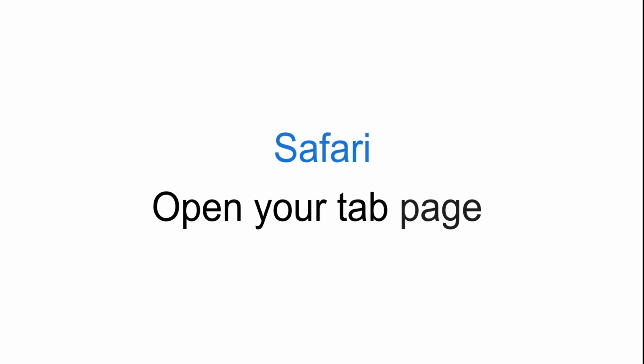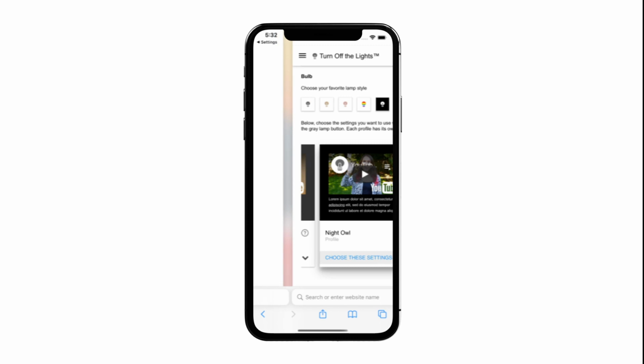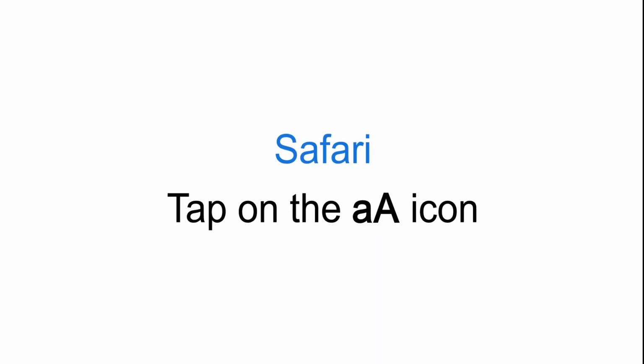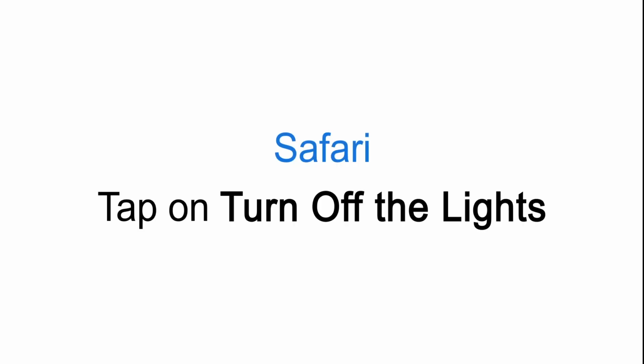Open your tab page. Tap on the A icon. Tap on Turn off the lights.